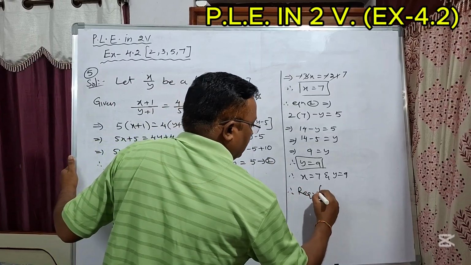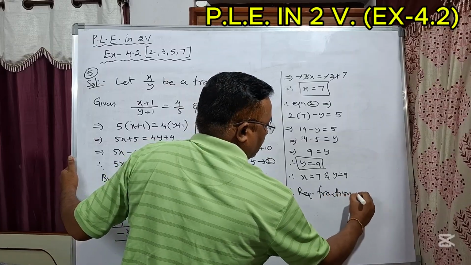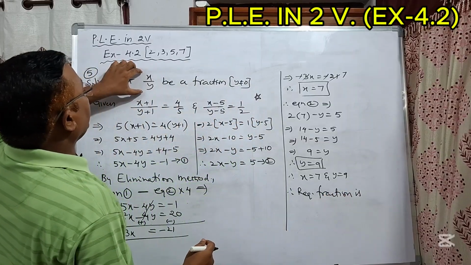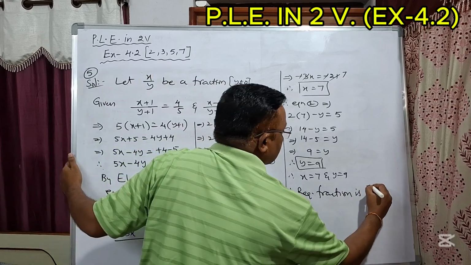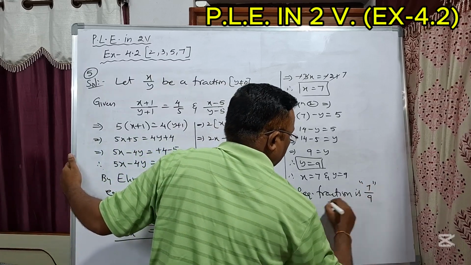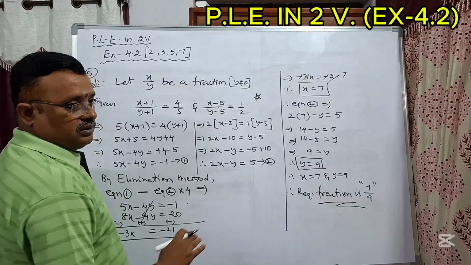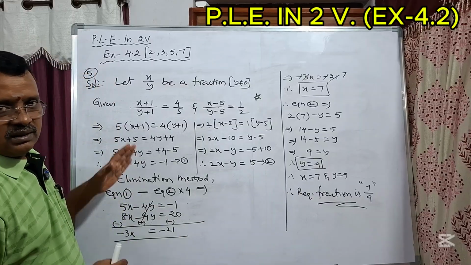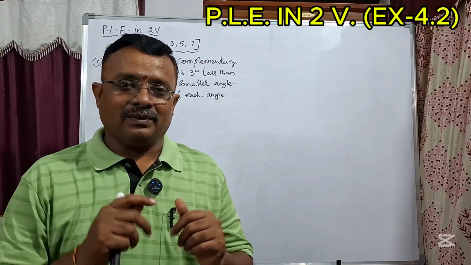Therefore, the required fraction is x by y, that is 7 by 9. Got it, Nana? This is the way to conclude the answer. Is that clear? Okay, ma.